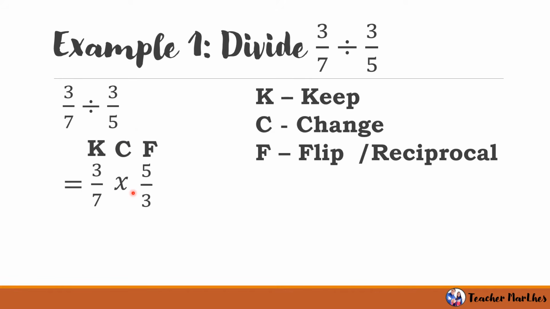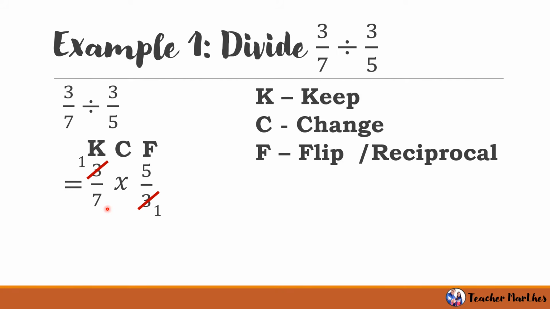So bago natin i-multiply, we can cancel 3 and 3. Kasi po, common factor ng 3 ay 3. So let us cancel 3. 3 divided by 3 is equal to 1. Then, cancel 3. 3 divided by 3 is equal to 1.